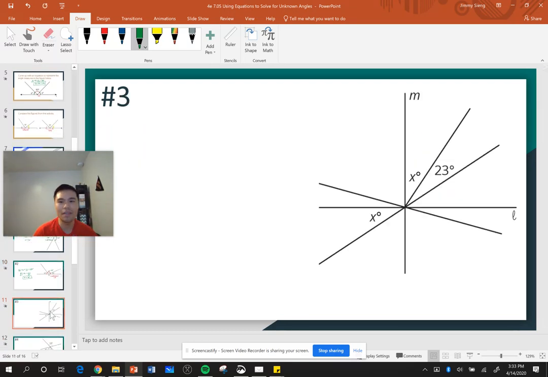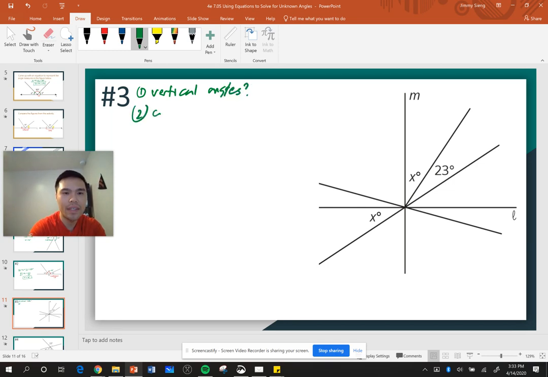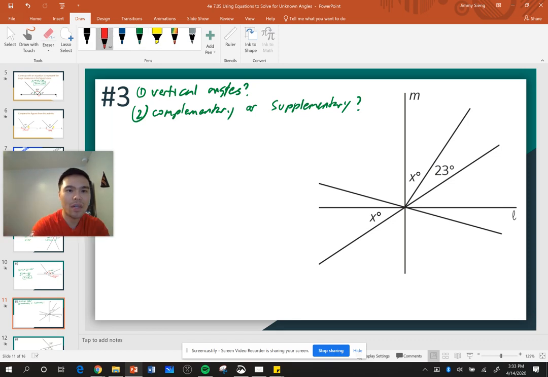All right, 2 more. Now it's getting a little harder. So fun, right? Okay, don't freak out with this. Remember, there's 2 things we're looking at. First one is, are there vertical angles? Again, I'll write this out again. First question is vertical angles. And then 2, is it complementary or supplementary? So remember, complementary is 90 degrees and supplementary is 180 degrees.